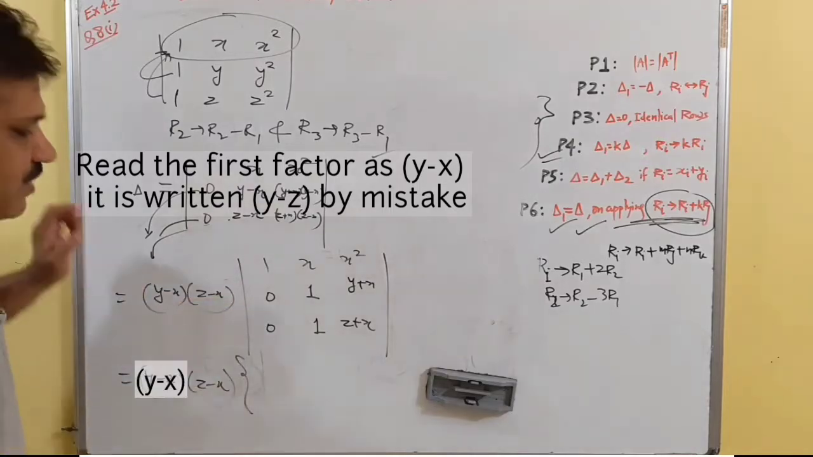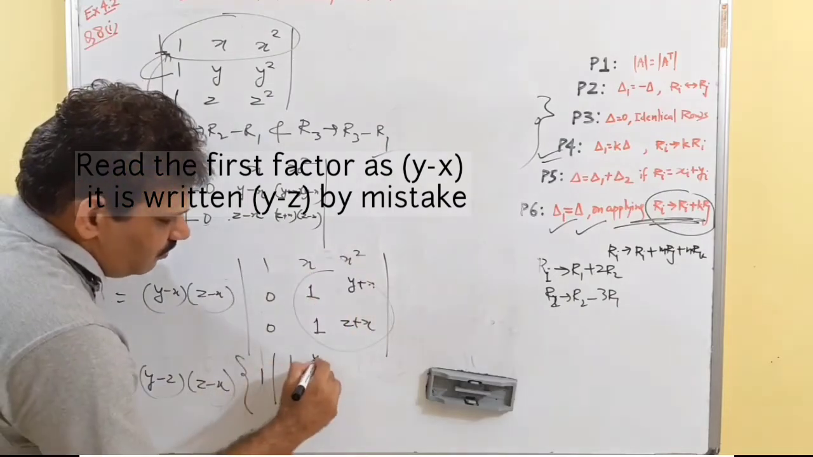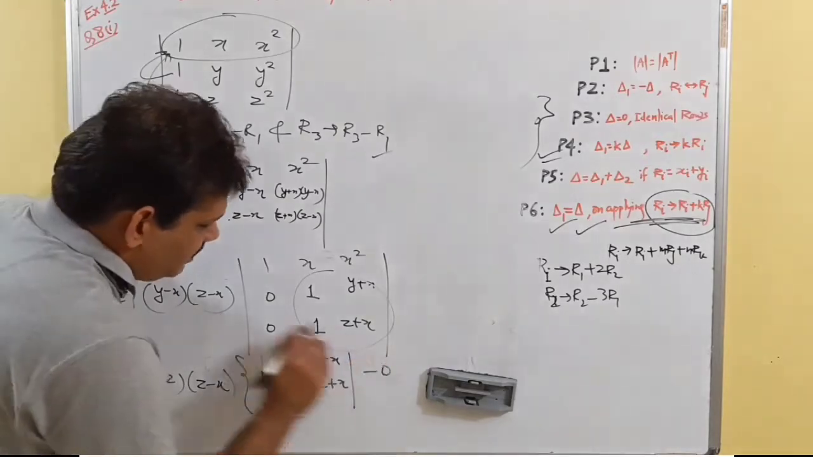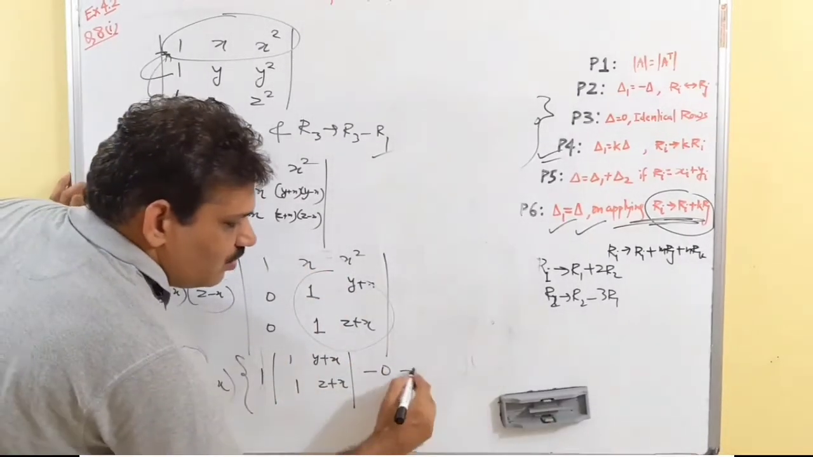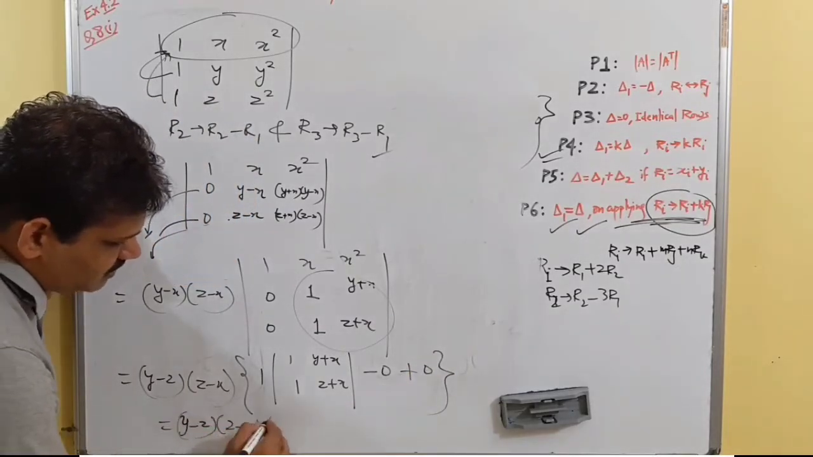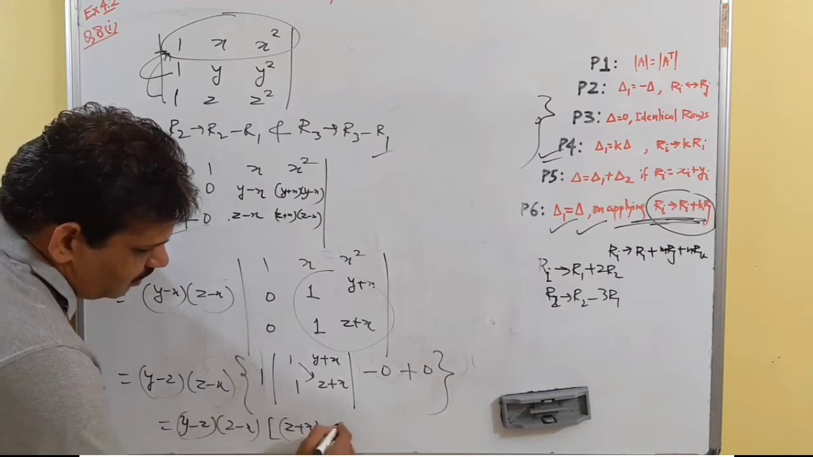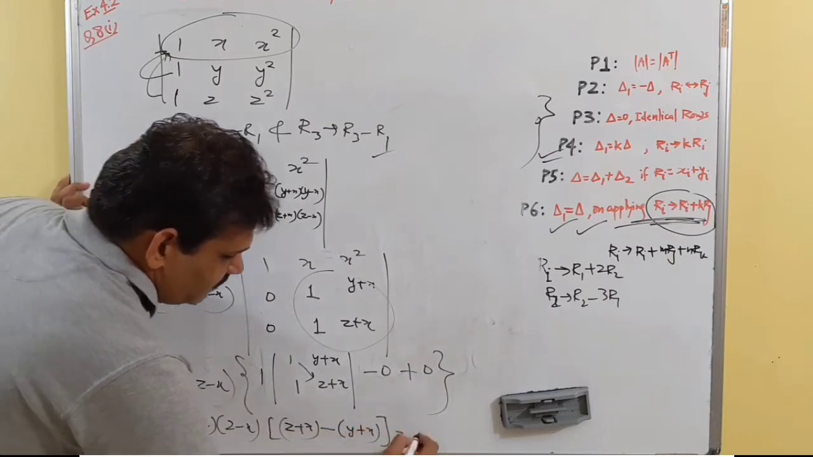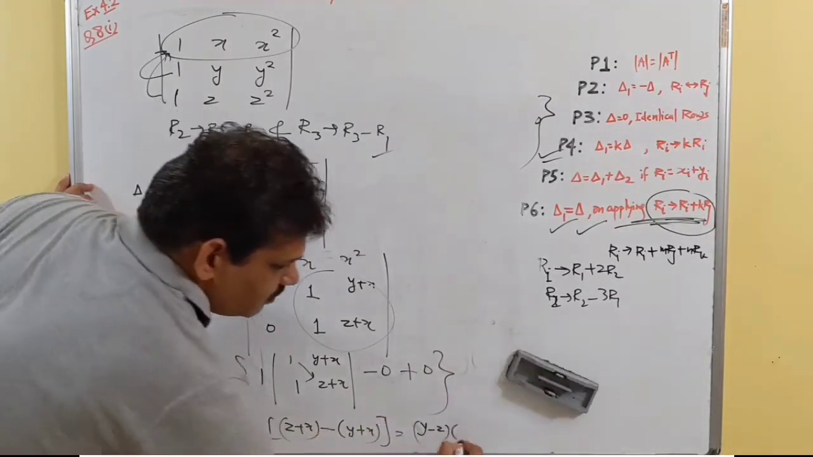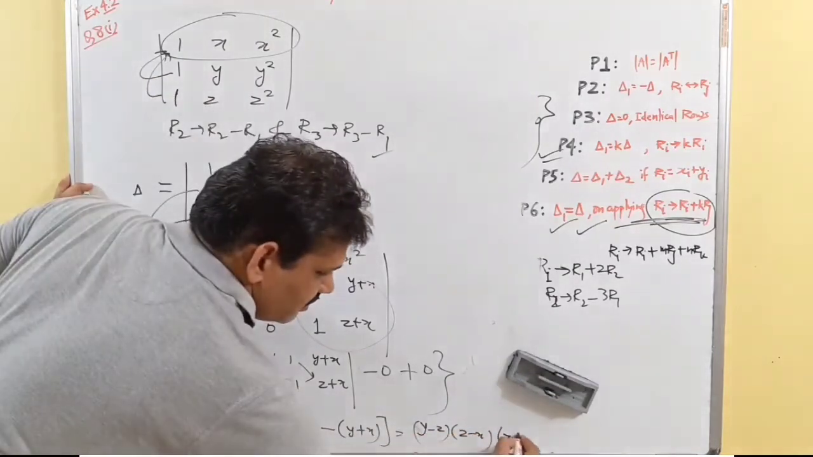Expanding along first column we get 1 multiplied by this determinant 1 y plus x 1 z plus x minus 0 into whatever that gives us 0 plus 0. So finally y minus z, z minus x, and this simply gives us z plus x minus y plus x, and simply y minus z into z minus x into, now x will be cancelled out, z minus y, z minus y.